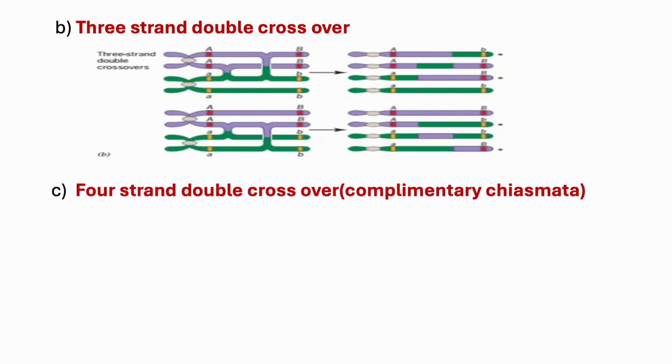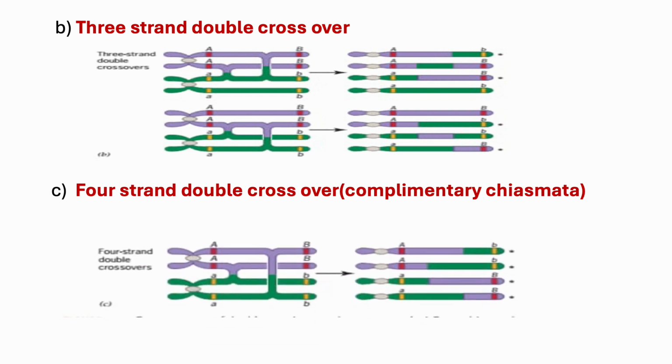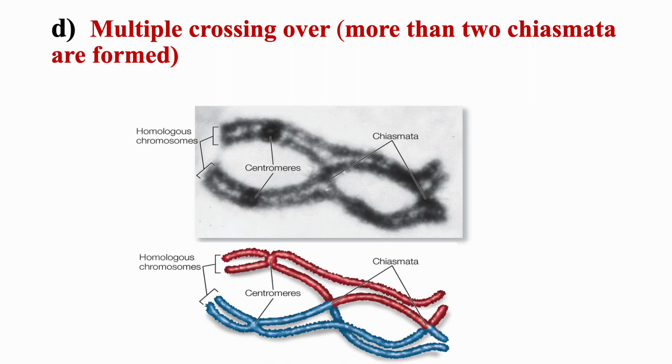And then the third one being four-strand double crossover, which is also referred to as the complementary chiasmata. In this type of crossing over, all four chromatids of the tetrad are involved. Two of them exchange parts at the first chiasma, and the other two are involved in the second chiasma. These produce four single crossovers, but no non-crossovers are present, because all four have participated in the crossing over. Then the last type being multiple crossing over, that is, more than two chiasmata are formed in case of multiple crossing over.